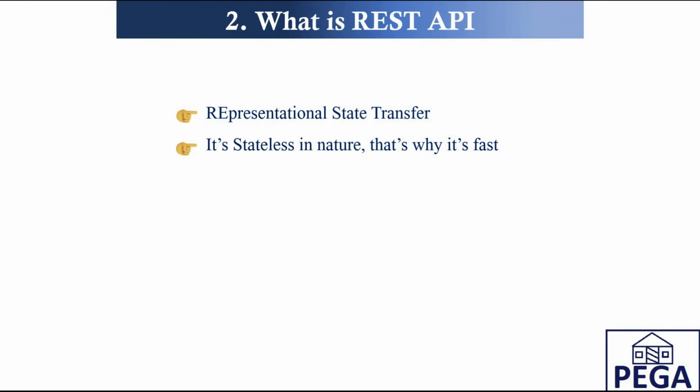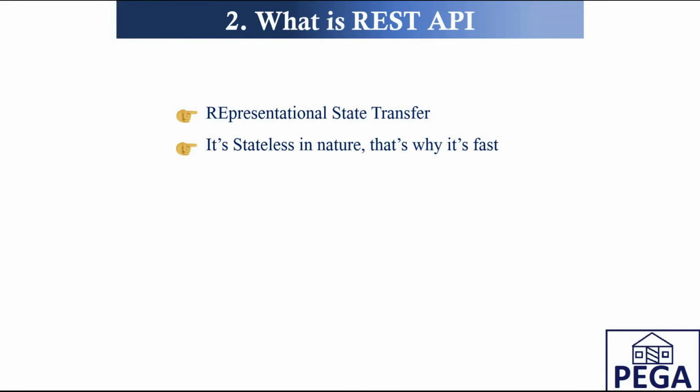The second thing I wanted to highlight is that this API is stateless in nature. That's why it is very fast. Now, what do you mean by stateless, right? Think about Pega. In Pega, we can do long-running processes, right? When I say that, it means you can create a case, save the case, come back and reopen the case, and after some days, the case can be resolved.